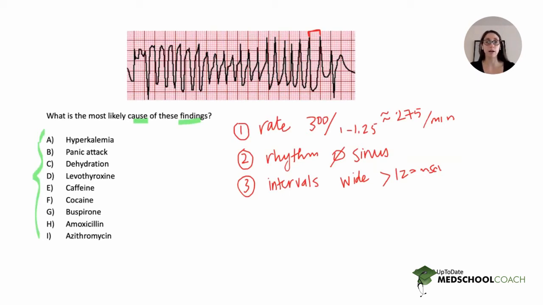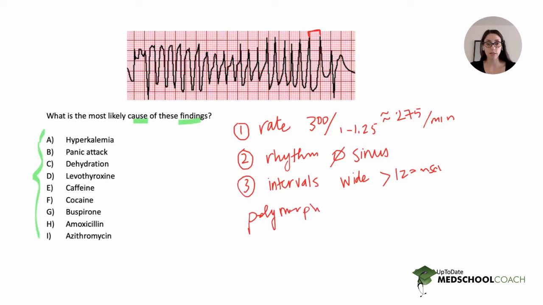And then when we're talking about a wide complex tachycardia, it's important to then look and see, is it monomorphic? Is it polymorphic? Are there any other findings associated with the strip? And so what we're seeing here is that these QRSs look very different from one another. So this would be described as polymorphic. They don't have the same shape.